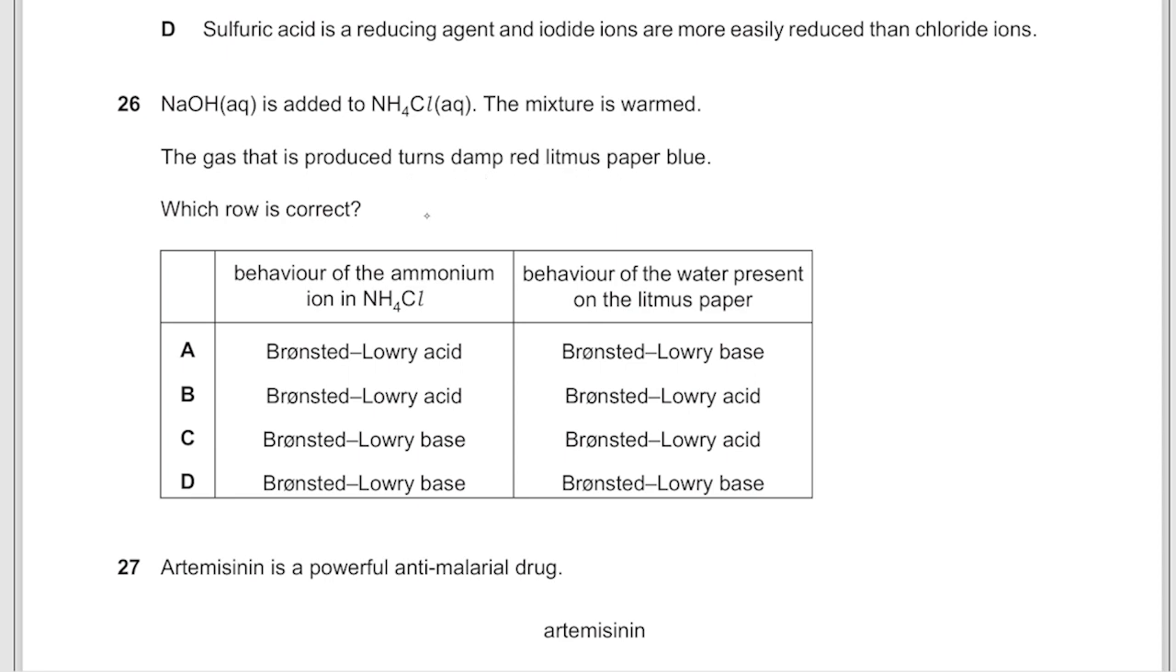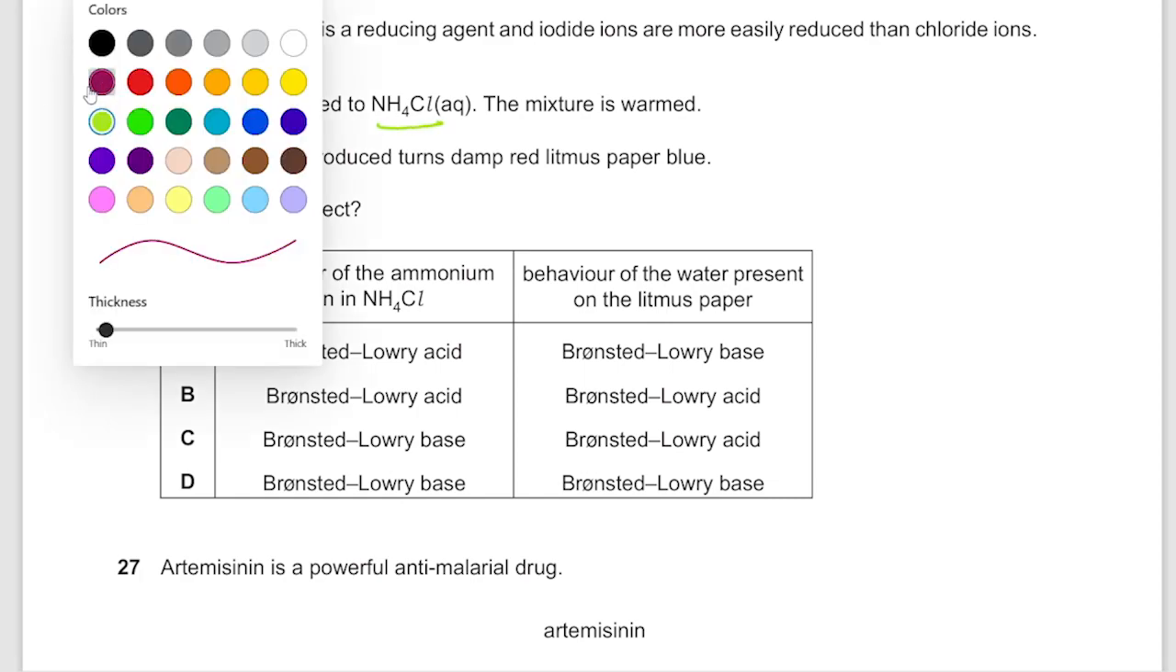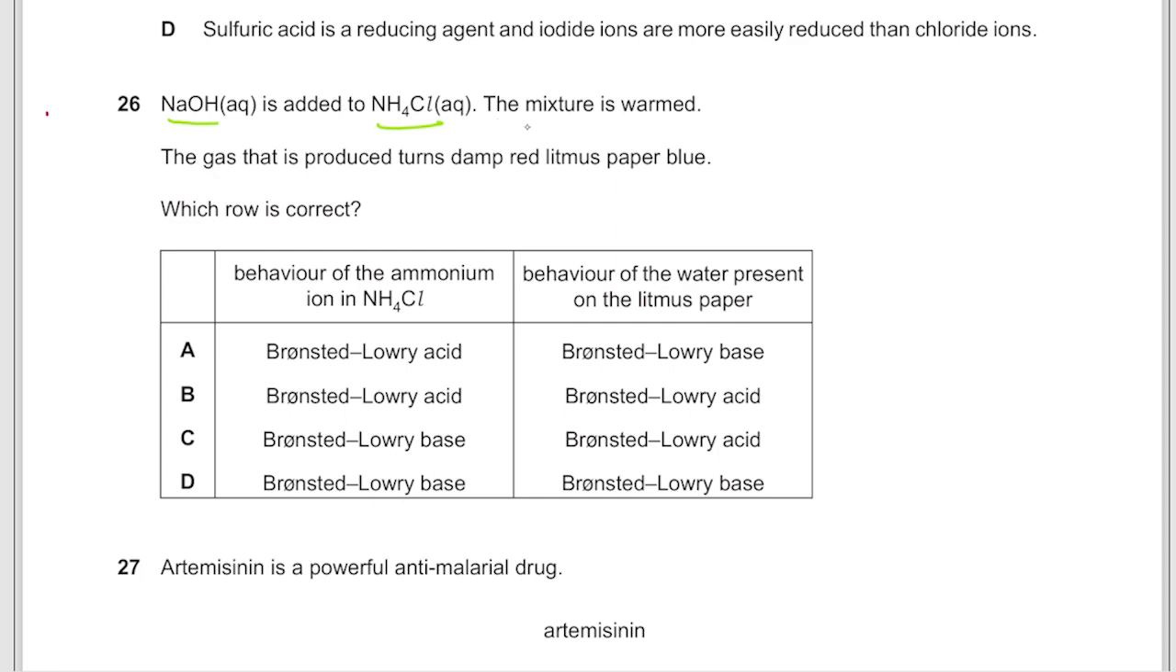Which row is correct? Whenever we talk about an alkali reacting with ammonium chloride or any ammonium salt, ammonia gas will be formed or evolved. So sodium hydroxide basically reacts with the ammonium ions. Basically we will see the ionic equation. Hydroxide ions react with the ammonium ions to form ammonia and water molecules.